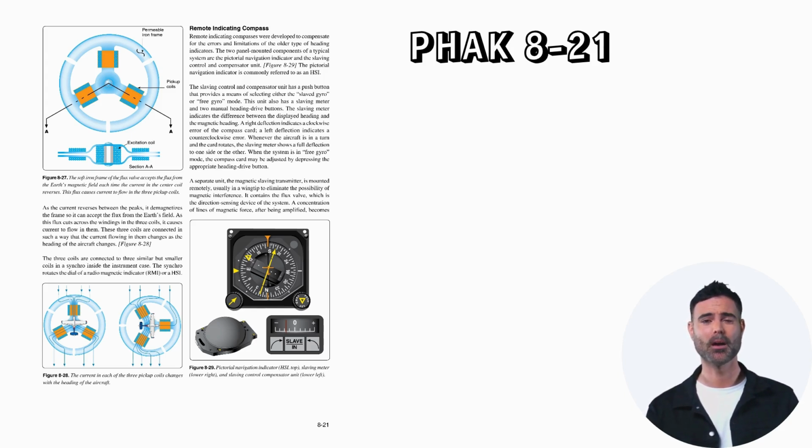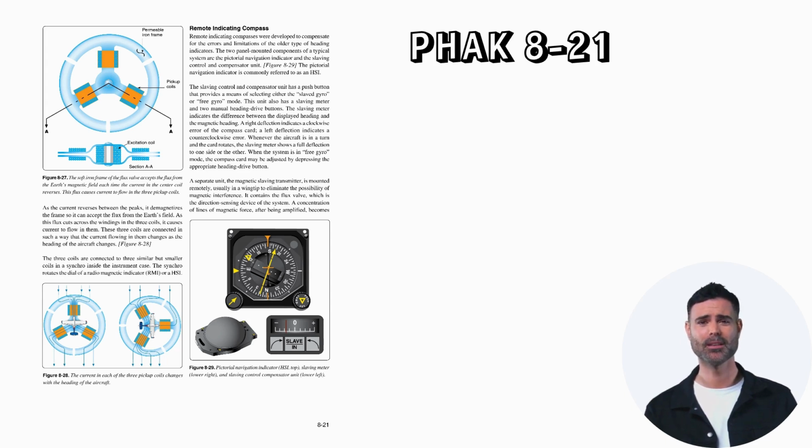The two panel-mounted components of a typical system are the pictorial navigation indicator and the slaving, control, and compensator unit. The pictorial navigation indicator is commonly referred to as an HSI. The slaving control and compensator unit has a push button that provides a means of selecting either the slaved gyro or free gyro mode. This unit also has a slaving meter and two manual heading drive buttons.